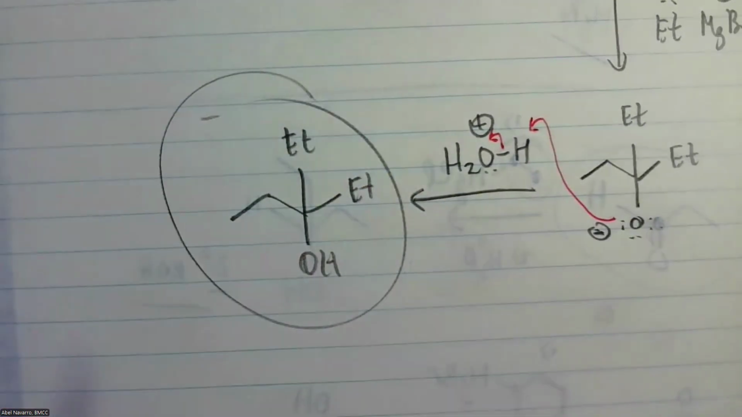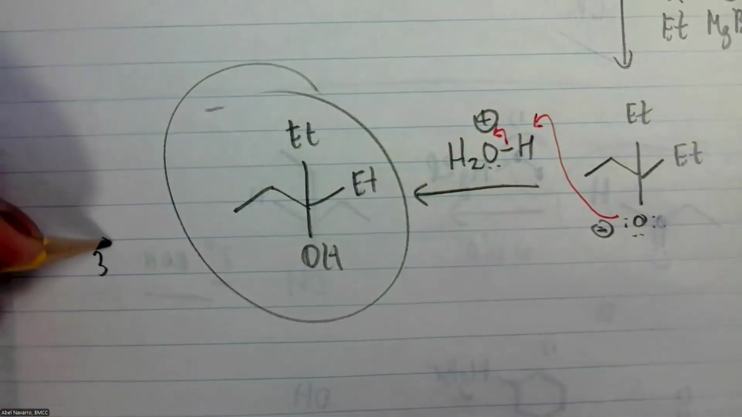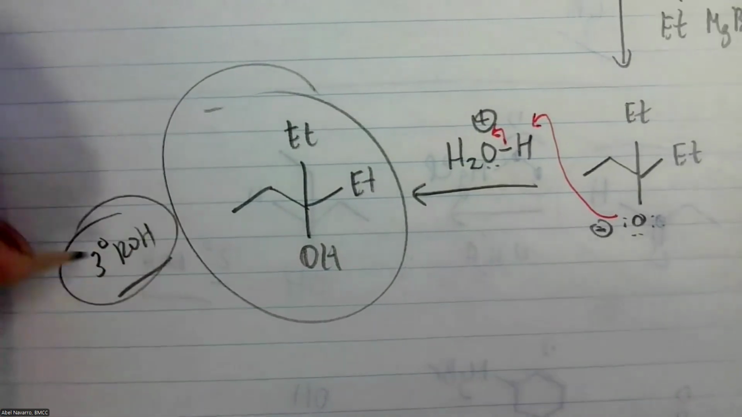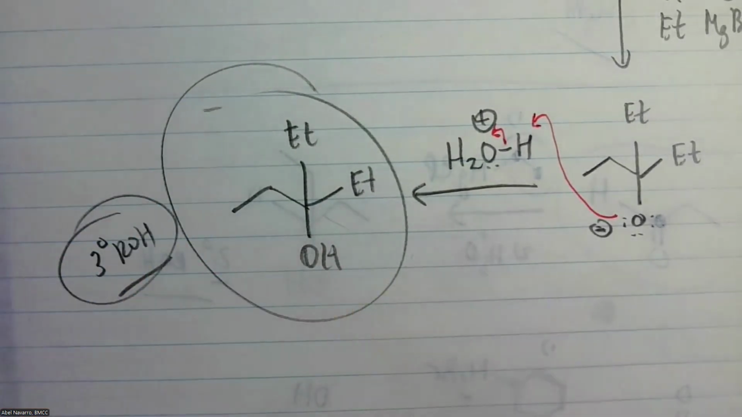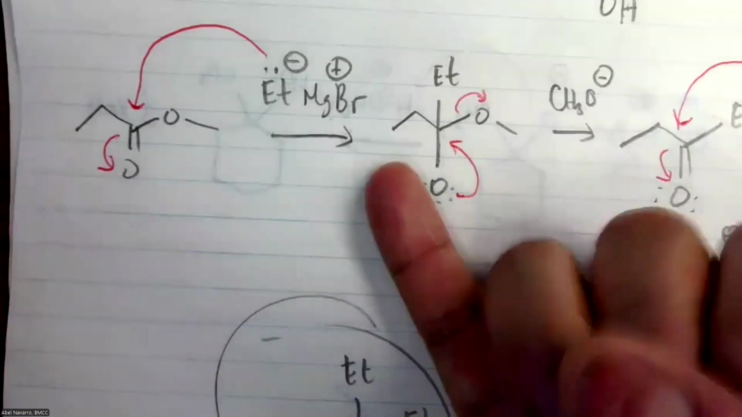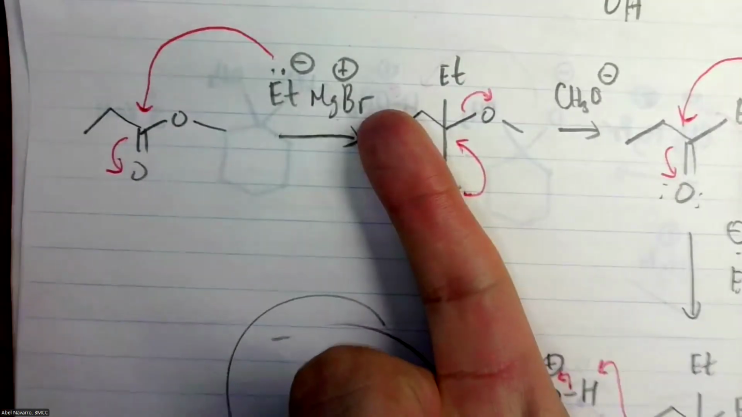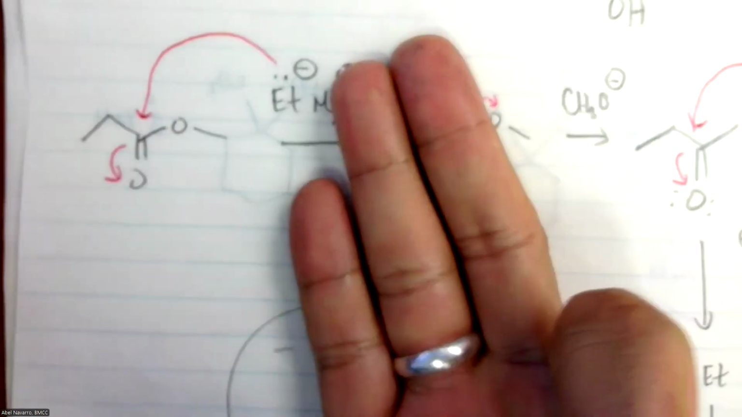That's your product. All right. Tertiary alcohols are made from the ester. The ester gives you a tertiary alcohol. Okay, so ketones give tertiary alcohols, aldehydes give secondary alcohols, formaldehyde gives primary alcohols, and esters give tertiary alcohols.